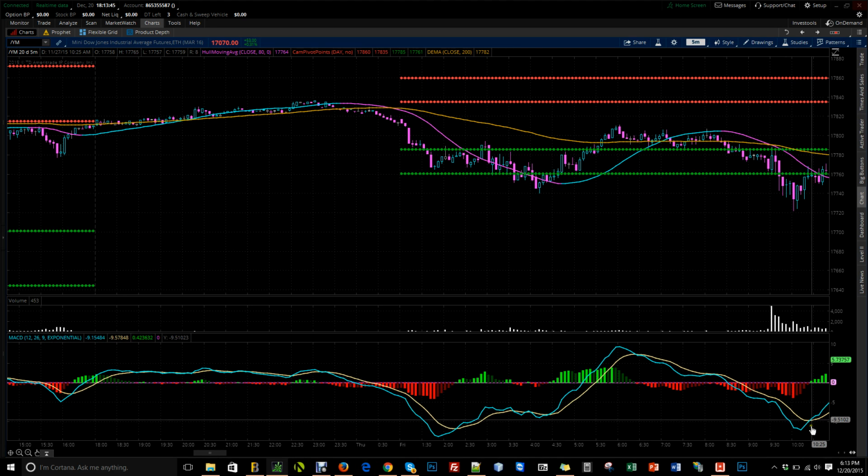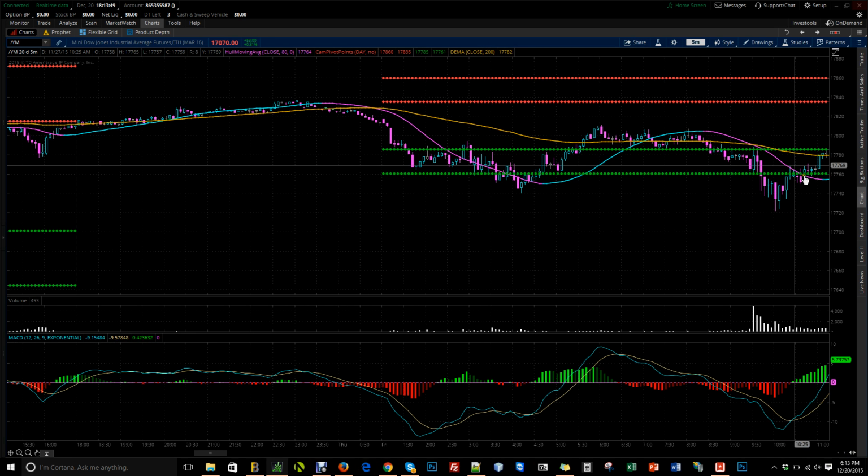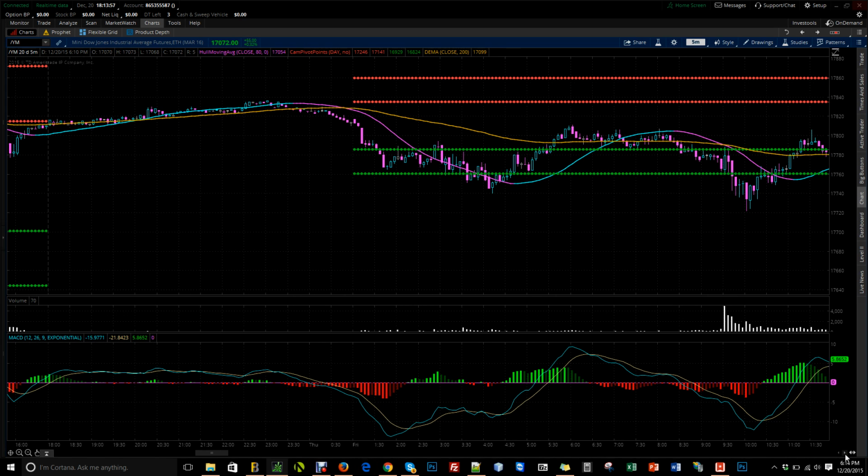MACD is showing a buy. We have the cross to the upside. Beautiful. Okay, we're above the Hull moving average. It hit this pivot now, and then it broke the pivot. So I would stay in it a little longer.